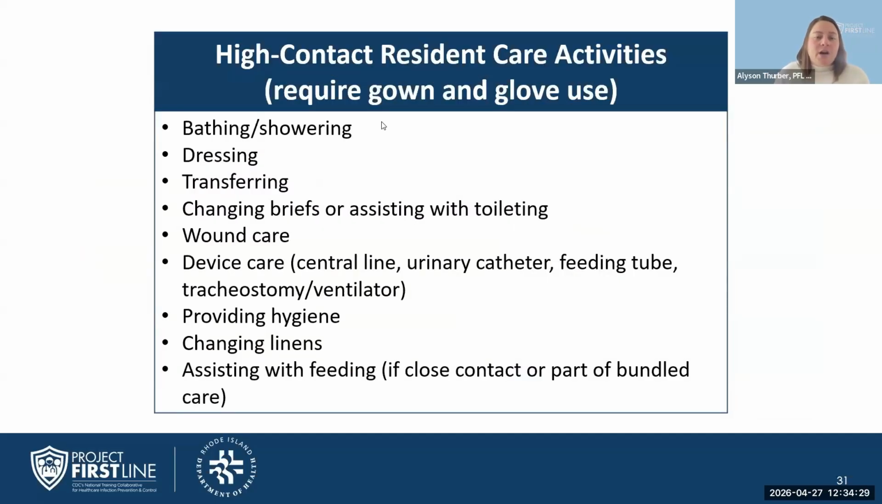High contact resident care activities are those that require the use of PPE under enhanced barrier precautions. These activities include dressing, bathing, transferring, oral care, wound care, device care, such as central lines, urinary catheters, feeding tubes, and tracheostomy or ventilator care, changing linens, and assisting with feeding when it involves close physical contact or is performed alongside other hands-on care tasks. Because these activities involve close physical contact and create opportunities for germs to move from one resident to another, it's important for staff to wear a gown and gloves for each of these tasks when caring for residents like Mr. Jenkins.